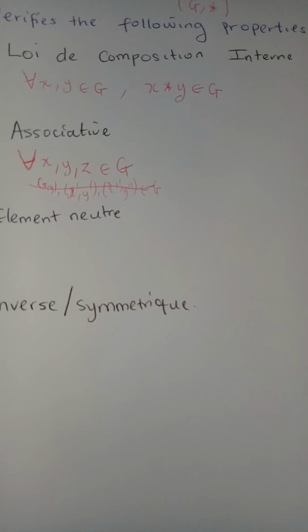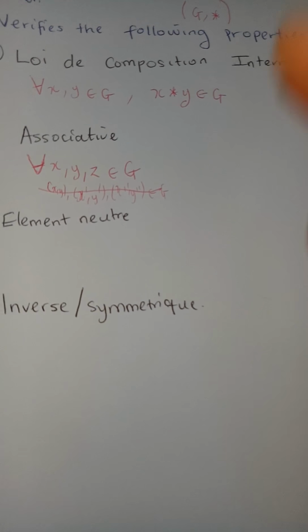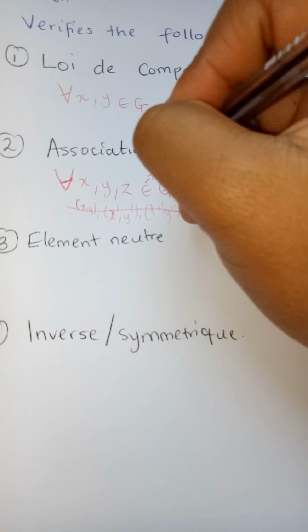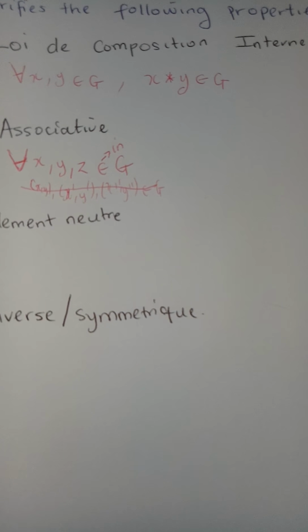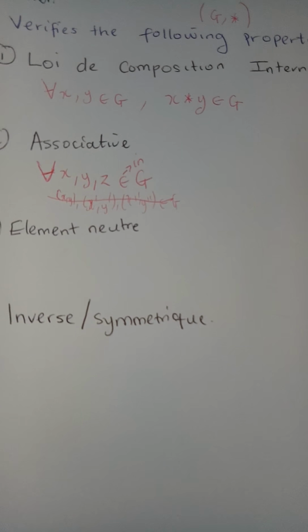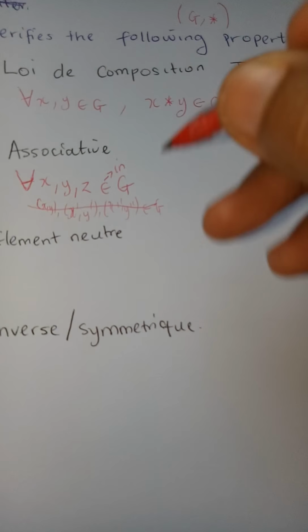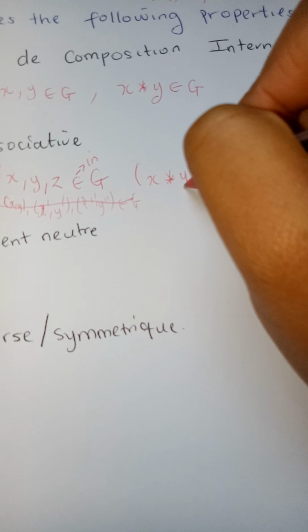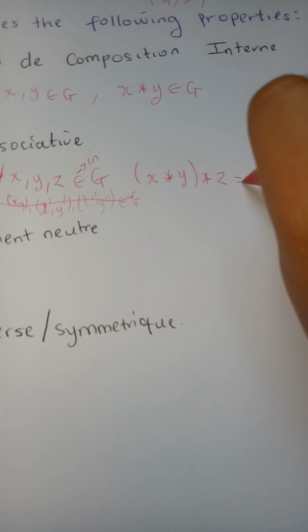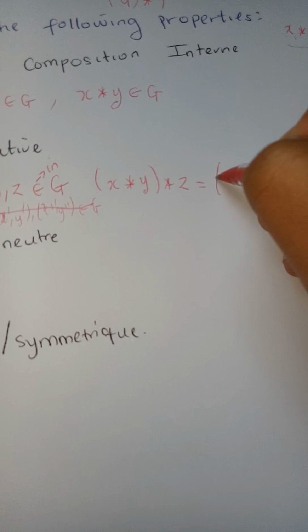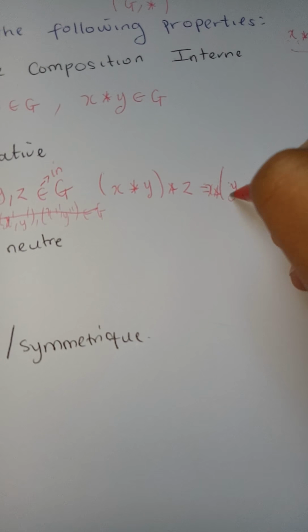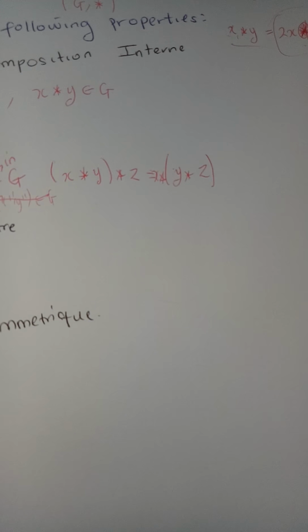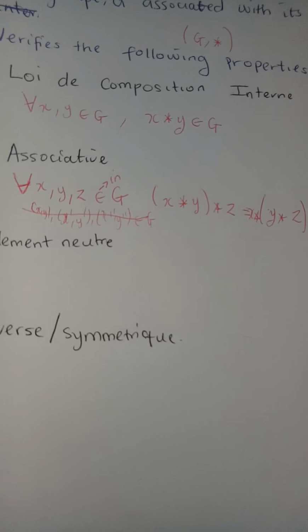For every X, Y, Z in G, I said this in G, that is X, Y, and Z, they are found in G. So for every X, Y, and Z found in G, (X étoile Y) étoile Z is equal to X étoile (Y étoile Z). If it can verify this property, then it is associative.